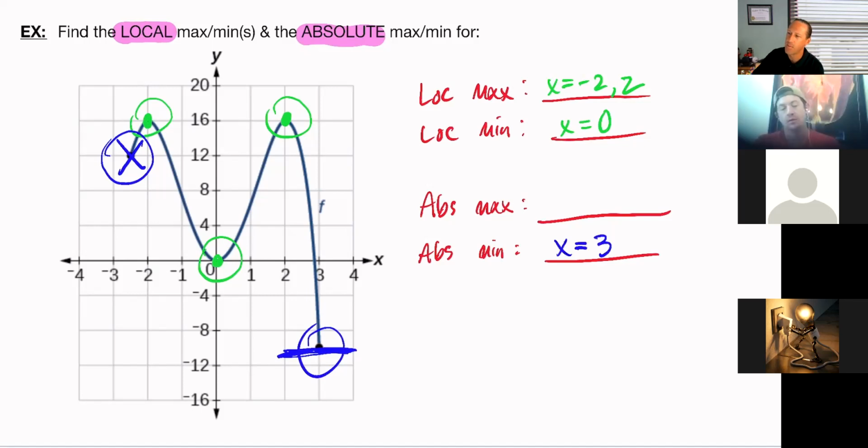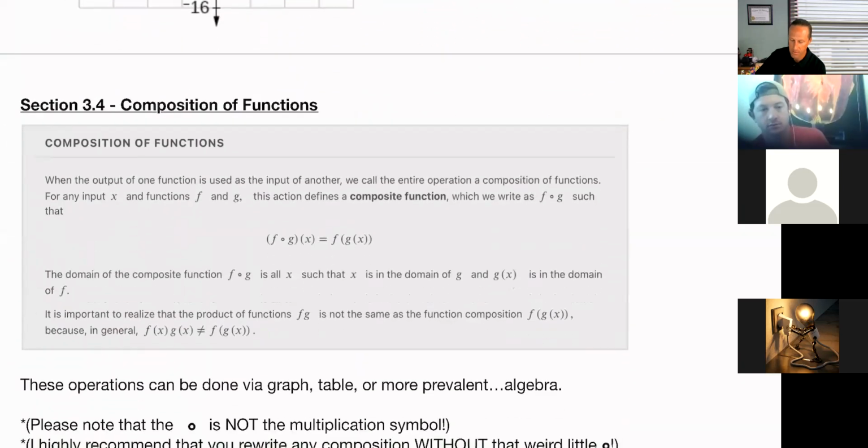So is there an absolute max? -2 and 2. Yeah, very good. There's actually 2 of them at -2 and 2. That gives me the absolute highest marks on my graph. Very good. Okay, so just wanted to kind of walk you through that.